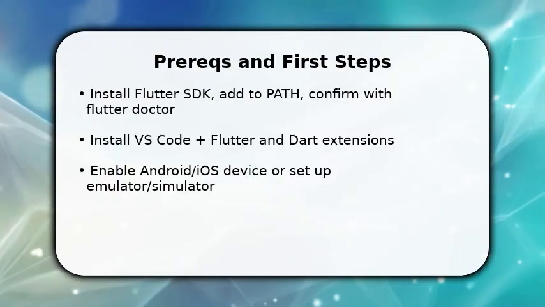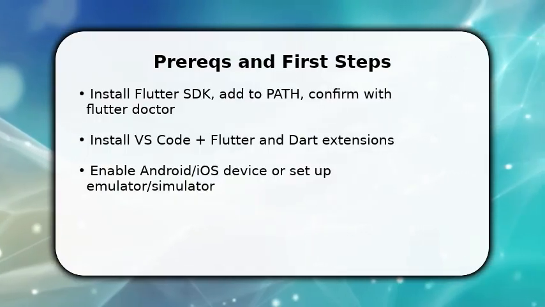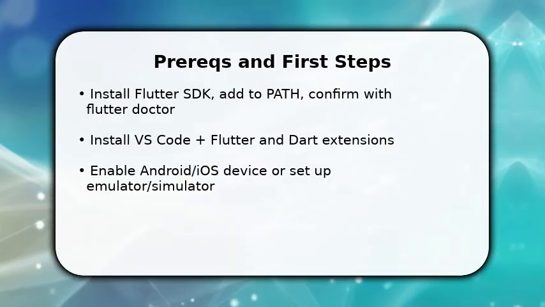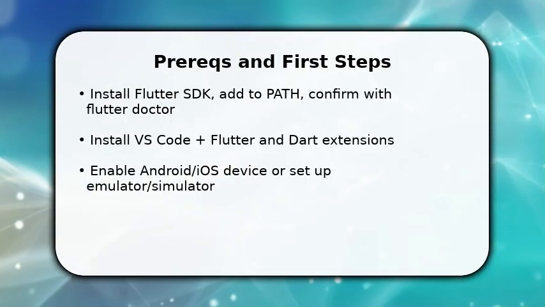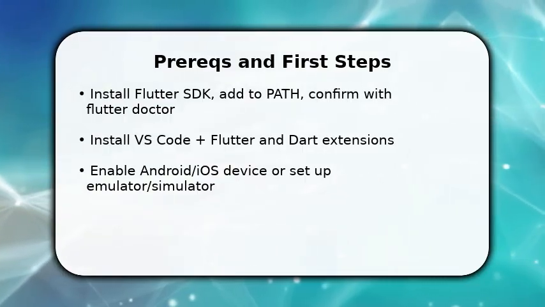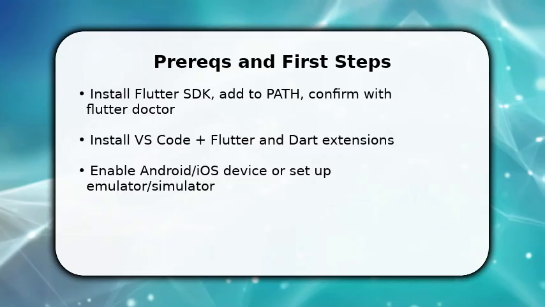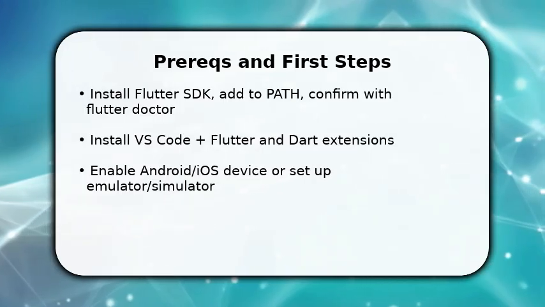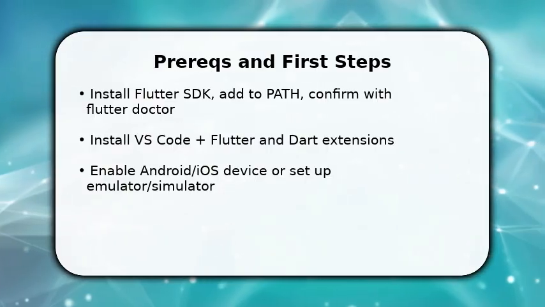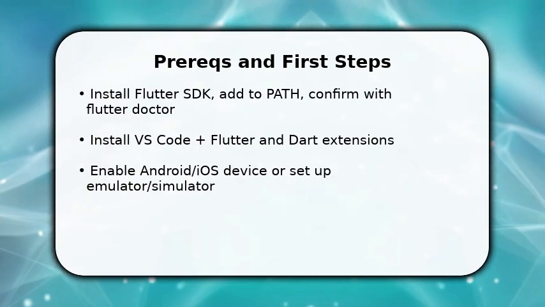You start by verifying prerequisites and taking the first actionable steps. Install the Flutter SDK and add it to your path so commands work system-wide. Once done, install VS Code plus the Flutter and Dart extensions to get IDE integration and code snippets. Make sure an Android emulator or iOS simulator is available or connect a physical device, because you need a runtime to test. These steps ensure your environment can build, run, and debug Flutter apps right away.